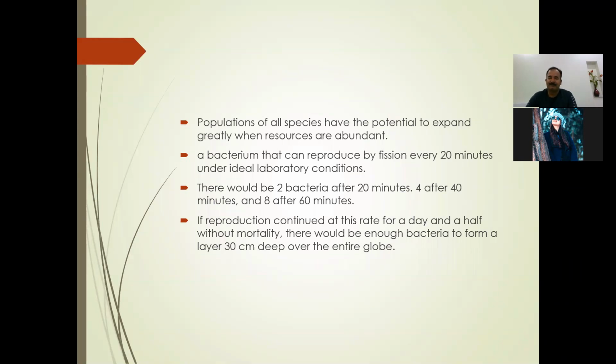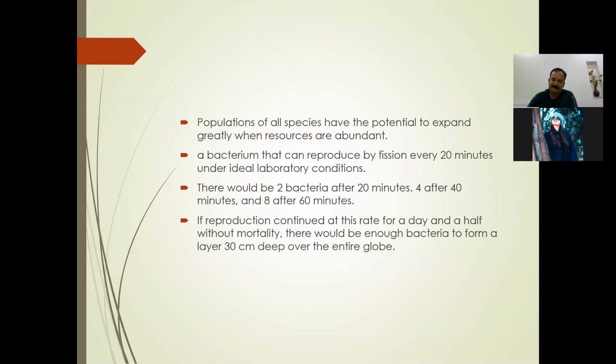For example, we have bacteria that can divide every 20 minutes under ideal laboratory conditions. Ideal laboratory conditions mean that food, protection, and the favorable conditions required for growth are available, and food resources are abundantly available. If suitable environmental conditions are available, then bacteria will grow after every 20 minutes by means of binary fission. After a certain time, they would reproduce and produce a 30 centimeter thick layer around the globe. This is quite astonishing for us, that bacteria have so much potential for growth.